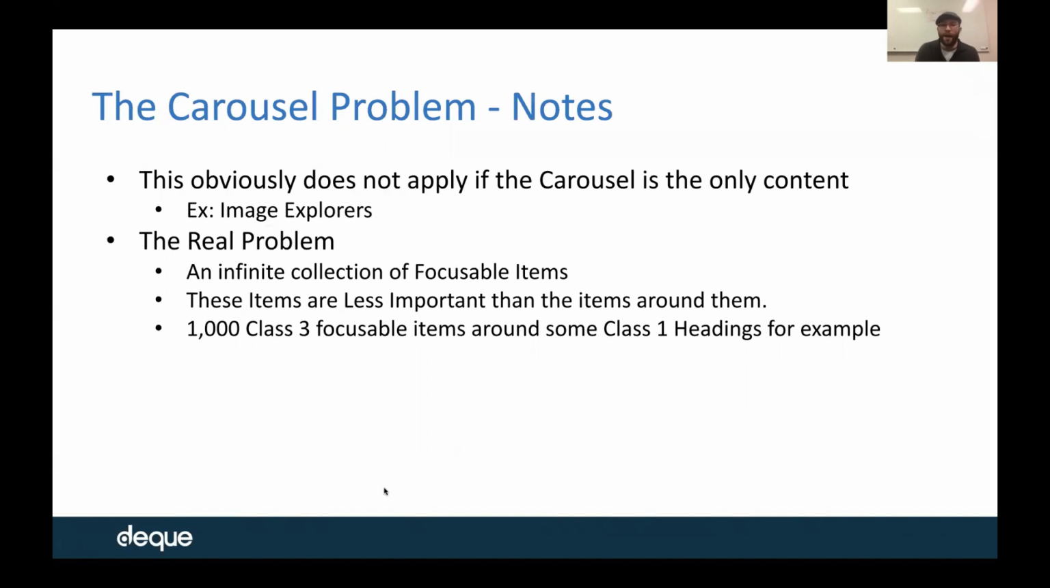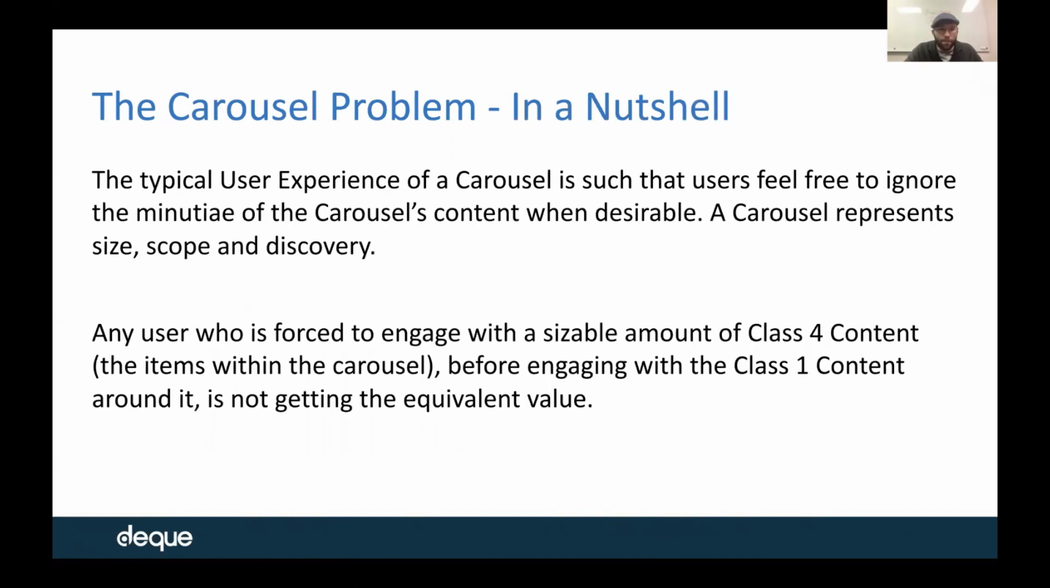I'm not bashing on carousels. The real problem here is having thousands of focusable controls that are unimportant and that I want to ignore, right? And a carousel just happens to be an interesting example of that problem. So the problem in a nutshell: the typical user experience of a carousel is such that users feel free to ignore the minutia of the carousel's content when desirable. A carousel represents size, scope, and discovery. Any user who is forced to engage with a sizable amount of class 4 content, the items within the carousel, before engaging with the class 1 content around it is not getting the equivalent value, right?